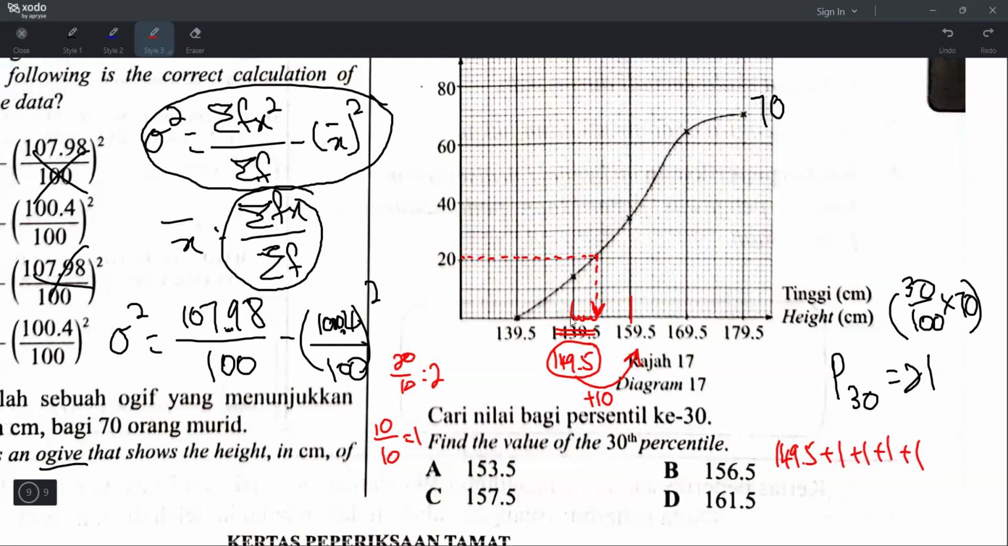Because it's like you add 4 boxes, right? So you press this, or just press plus 4. Just press plus 4. Okay, let me press 149.5 plus 4. Okay, my calculator gives me 153.5. So the answer is A. Okay, done.